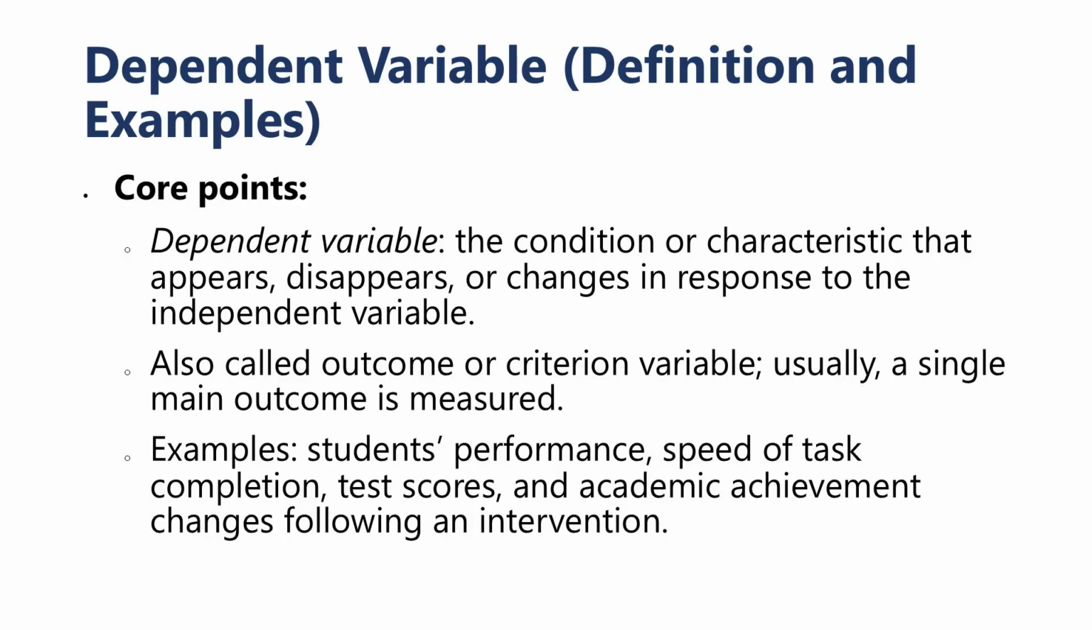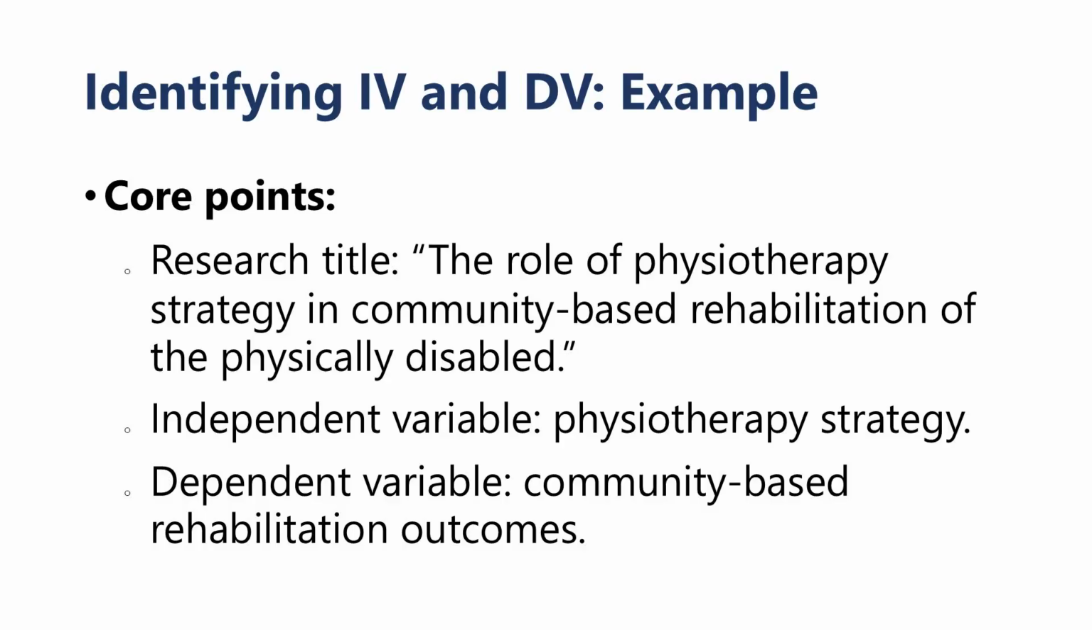Dependent variables are conditions or characteristics that change in response to the independent variable, such as students' performance or test scores. In the research title, The Role of Physiotherapy Strategy in Community-Based Rehabilitation of the Physically Disabled, the independent variable is the physiotherapy strategy, and the dependent variable is the rehabilitation outcomes.